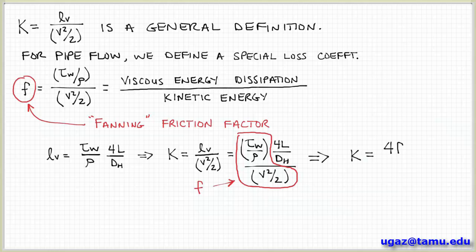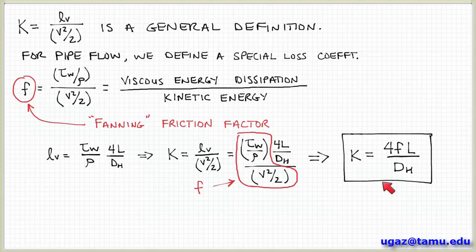And so therefore, the relationship between these two friction factors is as follows. The general friction factor K is related to the fanning friction factor f as follows. K is equal to 4fL over the hydraulic diameter. Okay, so now we have a way, using these friction factors, to express viscous losses in a pipe. And so that allows us then to apply Bernoulli's equation to solve pipe flow problems.